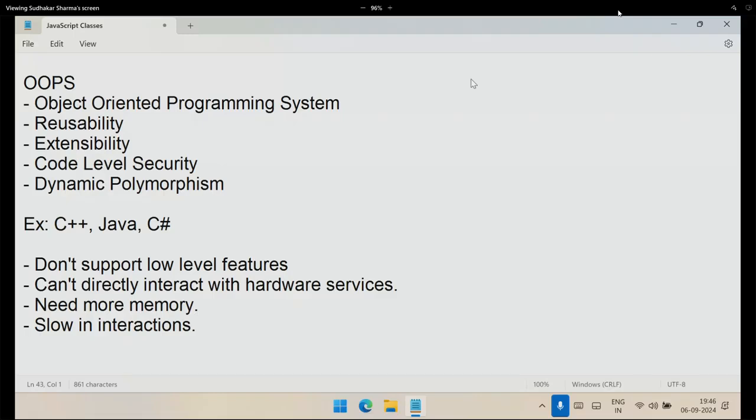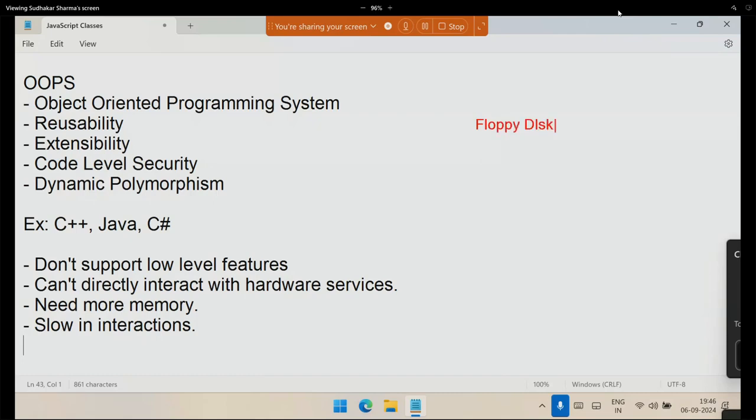For example, suppose, do you know there is a floppy disk? Have you ever used it? No. Actually, I'm talking about the situation before Windows. Windows first came as an operating environment. After that, it became an operating system. It came in 1985, 87. At that time, it was an operating environment. In 95, it became an operating system.